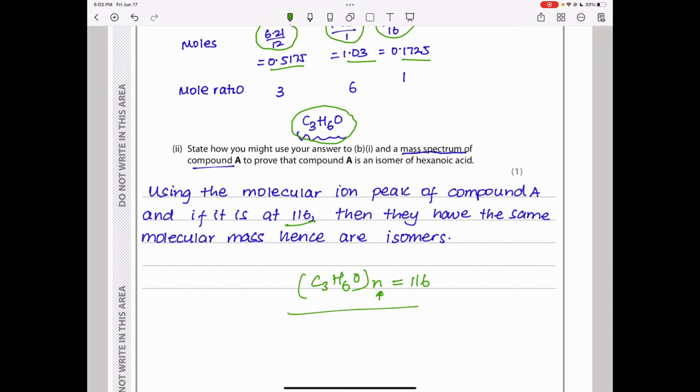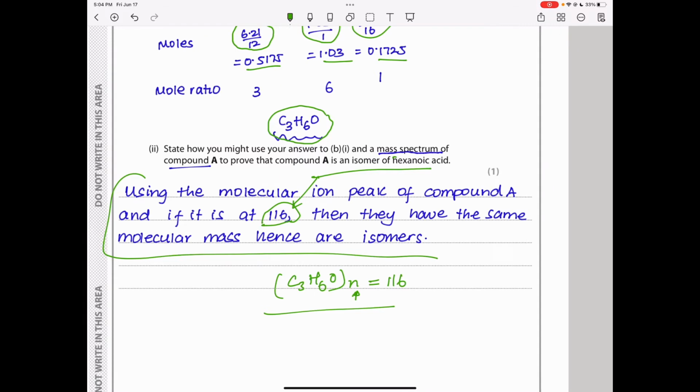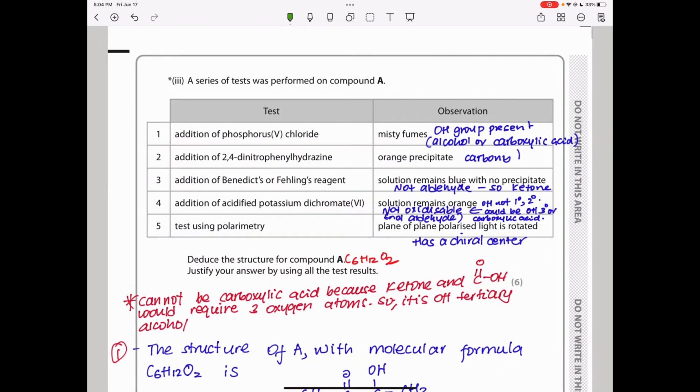So this part here is how you would answer this. If you're not given any more information, look for the molecular ion peak, and if it's 116, then it means it's going to be an isomer. And again, hexanoic acid has a molecular mass of 116, so if compound A and hexanoic acid have the same molecular mass, or the same molecular ion peak, then they are isomers, because isomers have the same molecular mass.